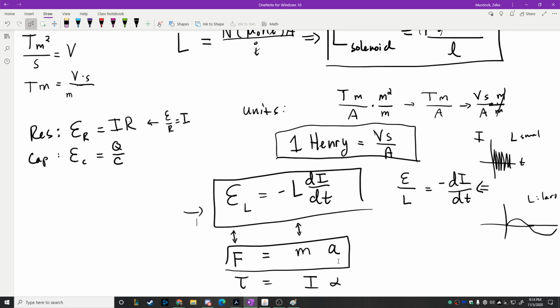All right. So yeah, resistance to change. Exactly. Mass is a resistance to change in velocities, and inductance is a resistance to change in currents. So that's all it is. Yeah. So I like that analogy too. I'm glad you do as well.